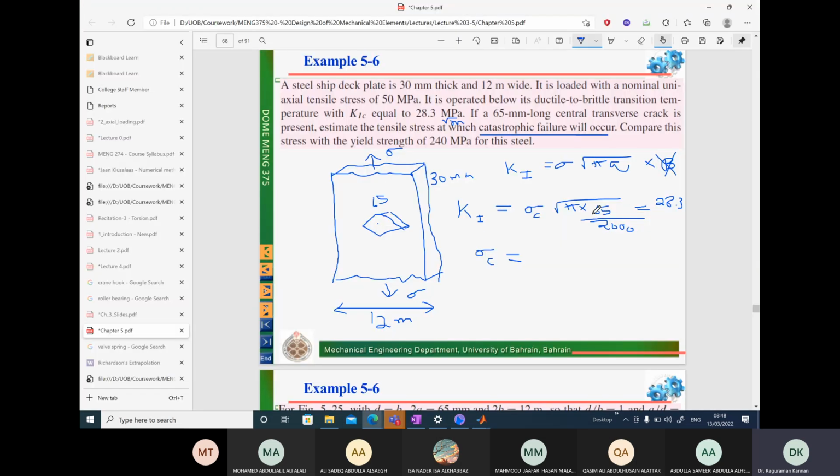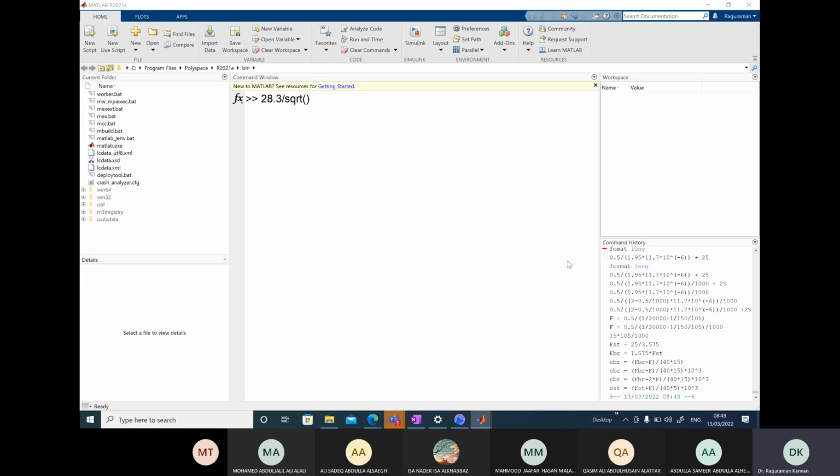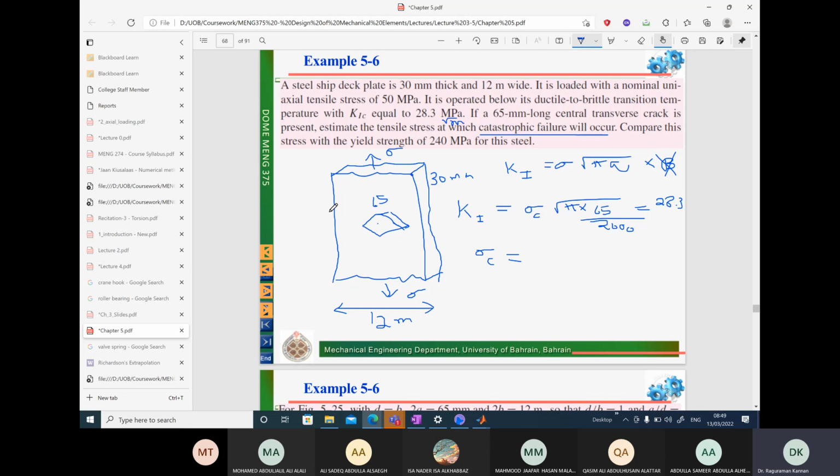Okay, so we have 28.3 megapascal in the numerator. We will leave it in megapascals, and in the denominator we have square root of pi times 65 over 2000. Okay, be careful about the units. Always calculate the crack length in meters. So we get 88.57. That is the critical stress value, 88.57 megapascals.